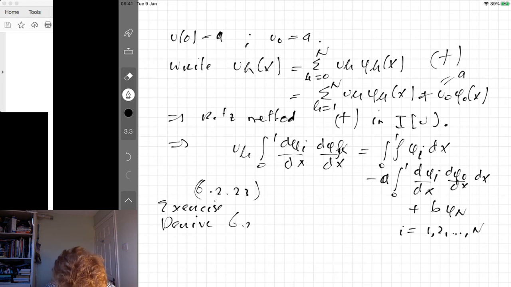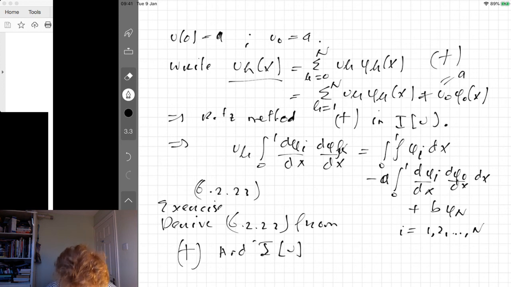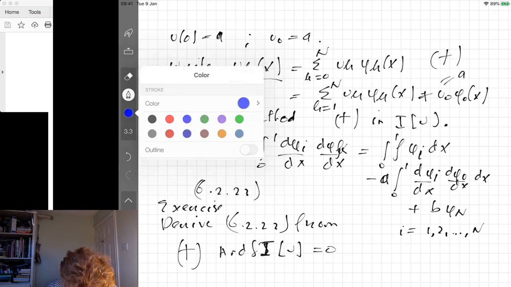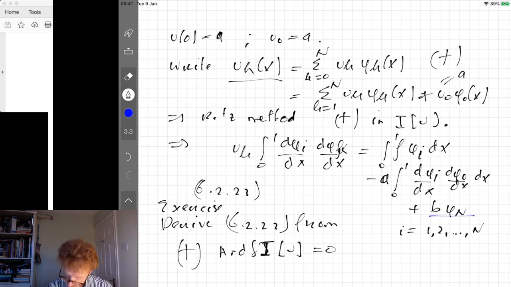Derive 6.2.23 from the finite element expansion here and the Ritz integral by varying the Ritz integral such that it's 0. We already did that, a part of it, but this boundary condition here, you'll have to think about it. Note that i is not from 0 to n, because phi naught is a known basis function, and because it's known, this is brought to the other side.